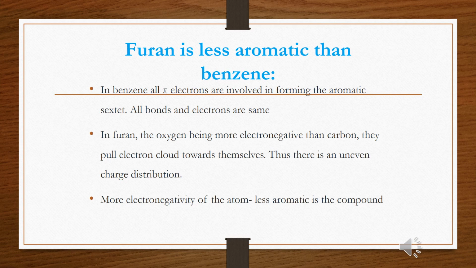Now why is furan less aromatic than benzene? Because in benzene all pi electrons are involved in forming the aromatic sextet. All bonds and electrons are the same. In furan, the oxygen being more electronegative than carbon pulls the electron cloud towards itself, and thus there is an uneven charge distribution. Delocalization is not that effective, and the more electronegative the atom, the less aromatic is the compound.